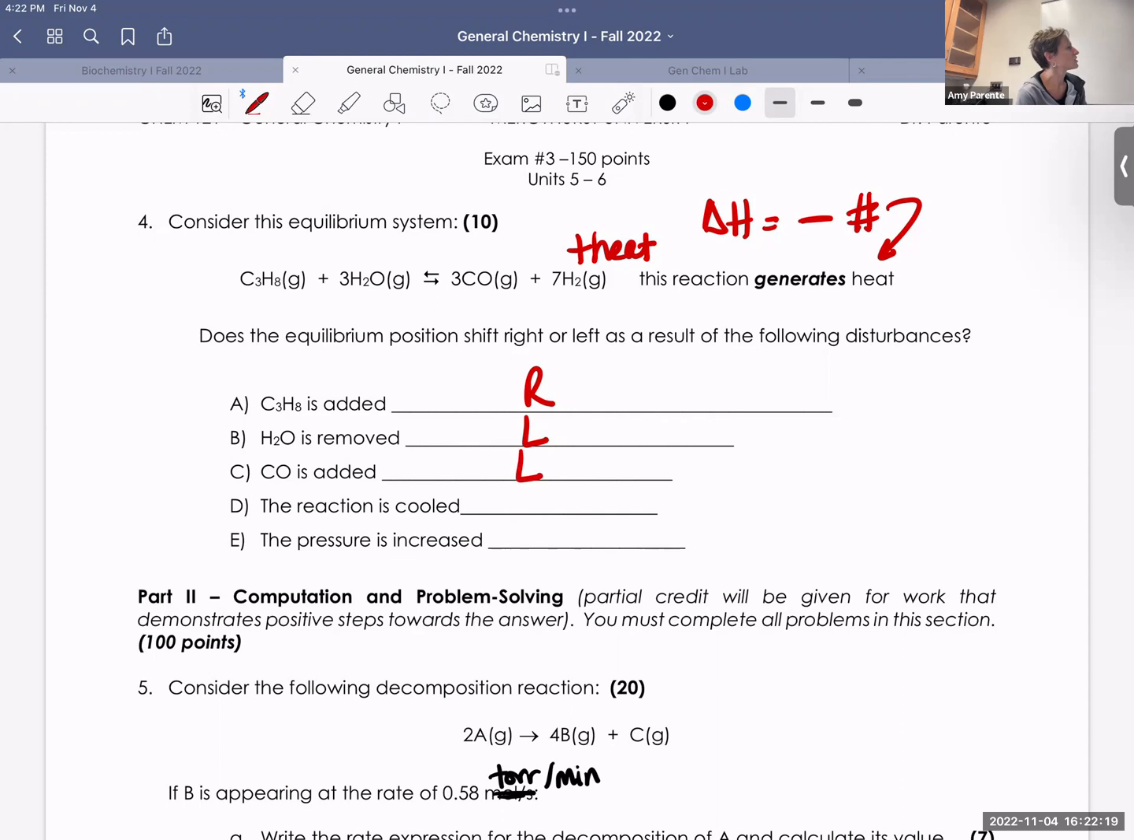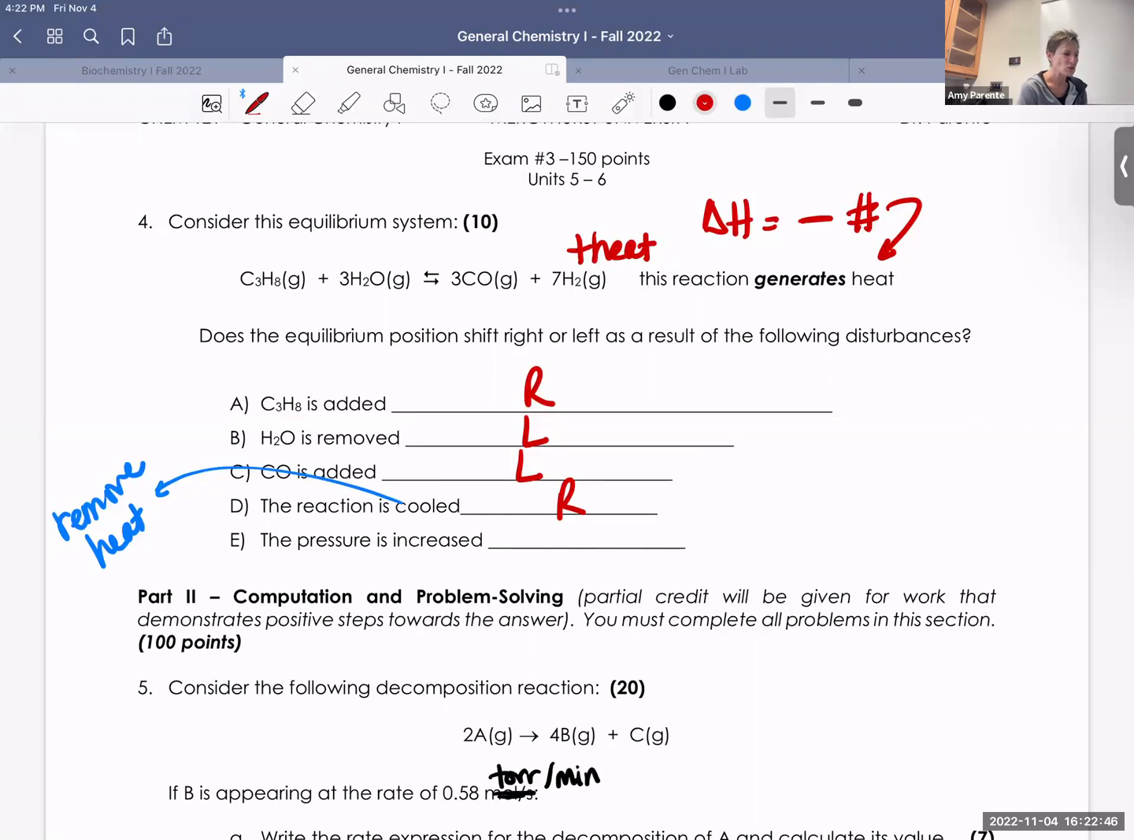Cooling a reaction. And when you see the words reaction is cooled, we want to think about removing heat. If you say the reaction is heating, that means we're adding heat. So we need to treat heat as a reagent, so we can think about removing heat. Very good.